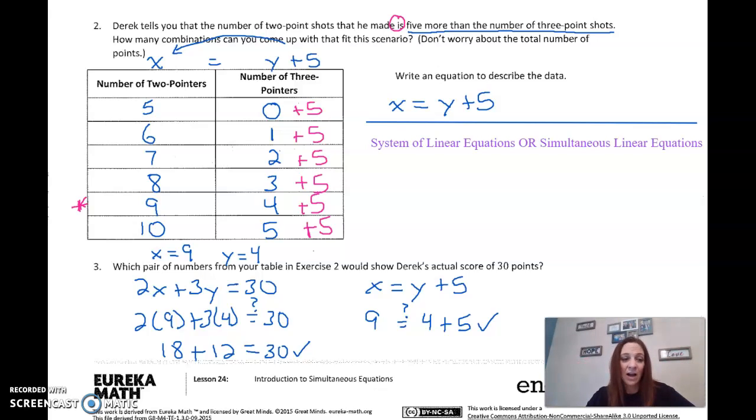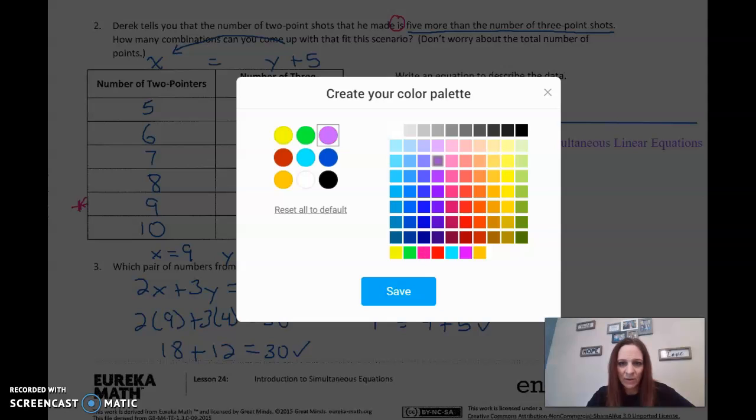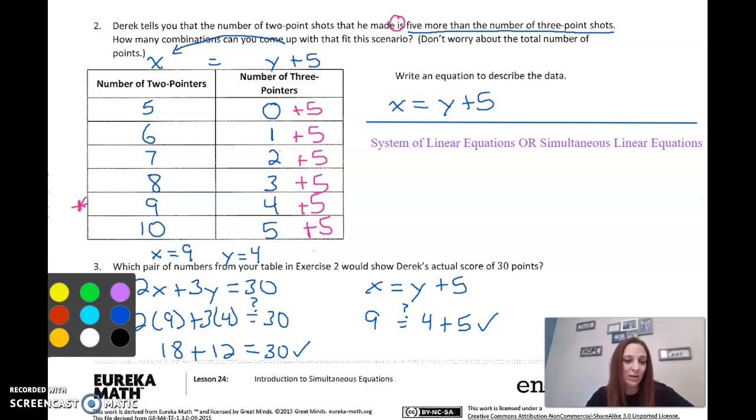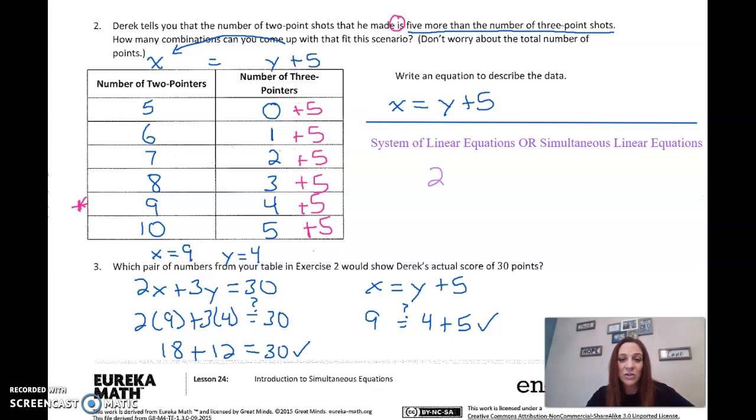So in this case, our system of linear equations, let's see if I can get the, nope, wrong button here. Close to the same color. A system of linear equations or simultaneous linear equations would be these two equations here. Go through all that work of getting the same color and then I don't pick it. So we had 2x plus 3y equals 30 and x equals y plus 5, okay? And we put this little bracket type thing there around the sign. And this is what we're going to be working on now.